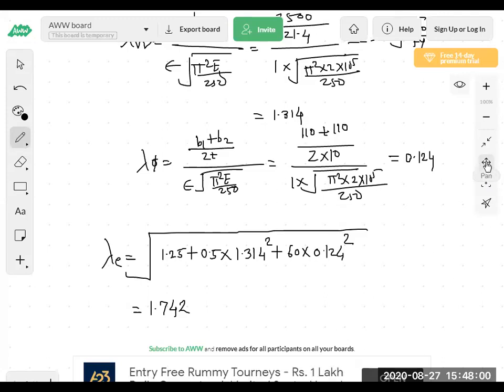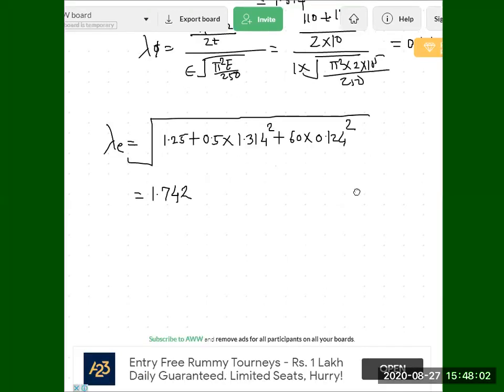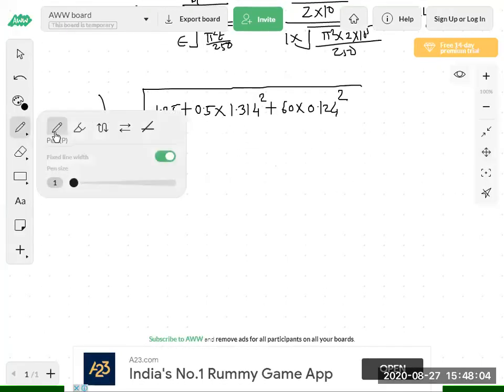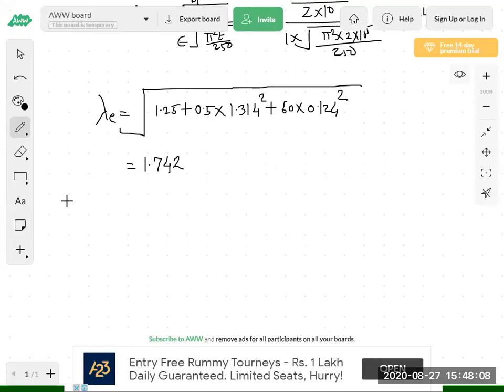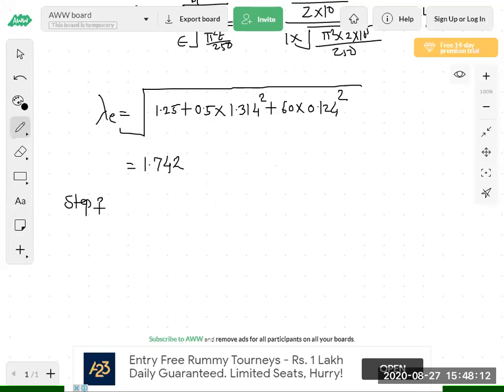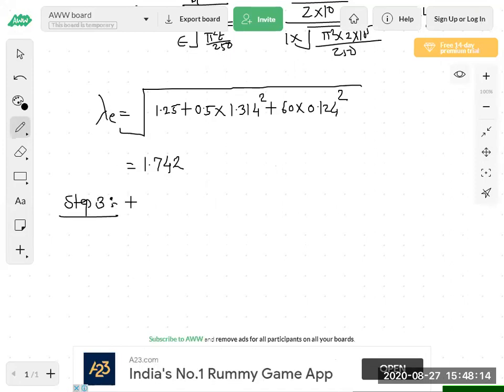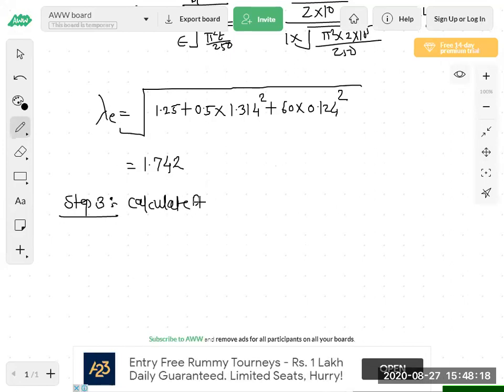Okay, sorry for the disturbance. We got the lambda e value. Now the next step, step number 3. What is step number 3? Step number 3 is to calculate the design compressive stress.